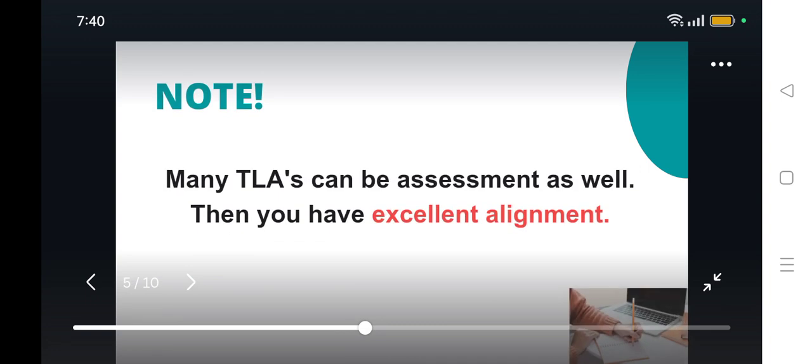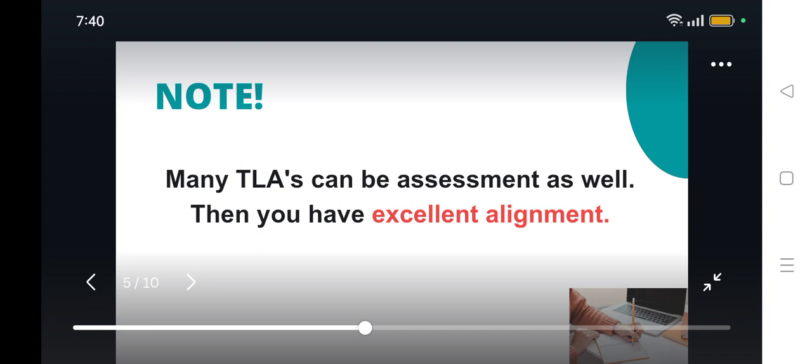Now, take note. One of the principles is to consider that TLAs can be assessment as well. If you do this, then you have excellent alignment. So this means that whatever verbs you have in the intended learning outcomes, whatever verbs you have in the teaching and learning activities, these verbs should be activated by the learners in the assessment.